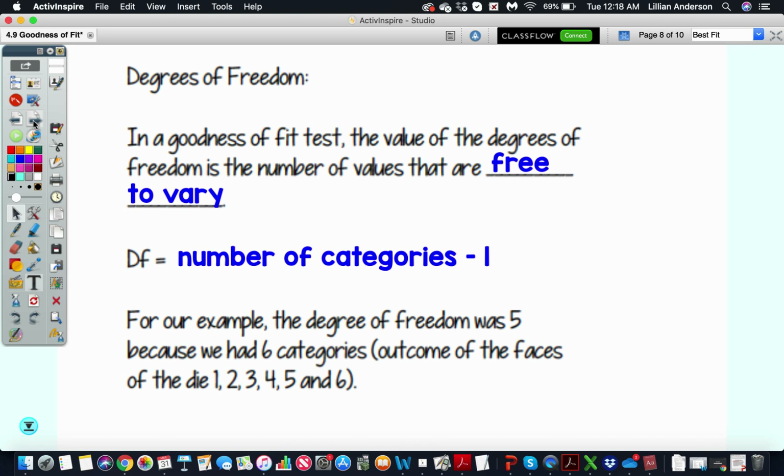So steps 4 and 5. You have to determine your degrees of freedom, just like you had before. Now, in a goodness of fit test, the value of the degrees of freedom is the number of values that are free to vary. There is a formula that's different from the one from the chi-square test to find the degrees of freedom. You do this by taking the number of categories and subtracting 1. The number of categories is going to depend on whatever the situation is. So for our example, our degrees of freedom is 5 because we had 6 categories. The categories were the outcomes of the faces on the die when we actually rolled them.